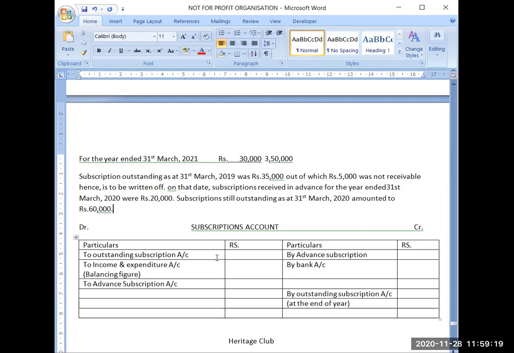So now we are making subscription account because till now we have not discussed subscription account in any of the previous questions. You can practice it in the previous question also in the manner I am telling you right now. So first we will be writing here the last year outstanding subscription. And the last year outstanding subscription was how much? You just tell me the amount, I will write that amount here. Balance of last year subscription outstanding. Yes, it is clearly mentioned here 35,000 is the balance of outstanding subscription last year. So we will write here directly 35,000.